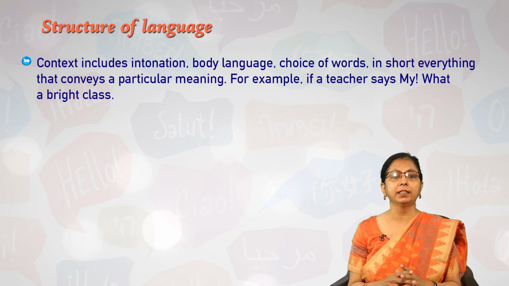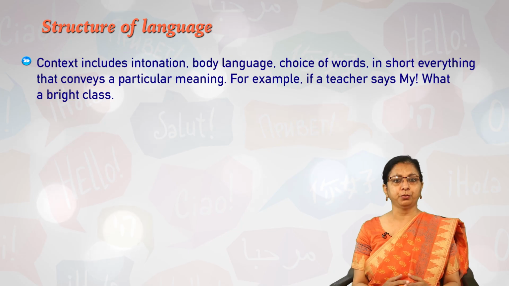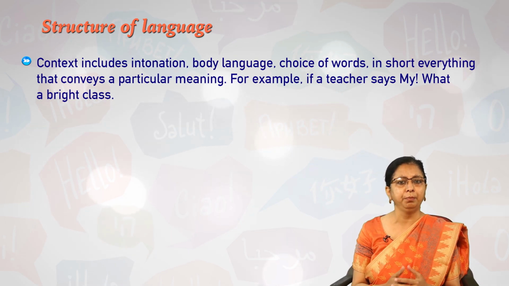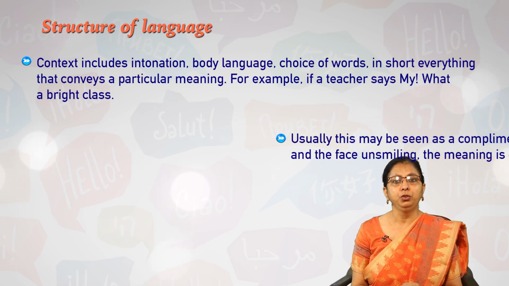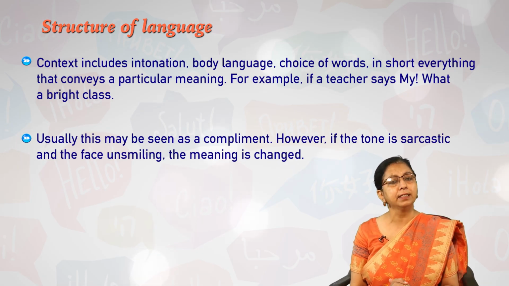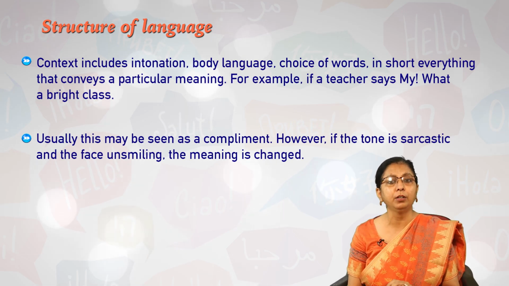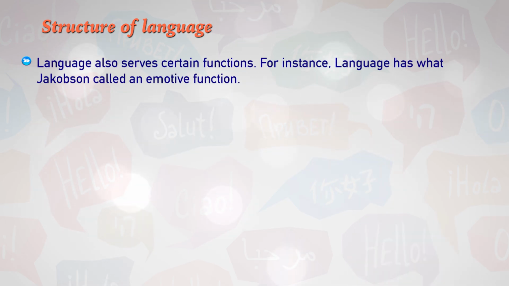Context. Context includes intonation, body language, choice of words, in short, everything that communicates a particular meaning. For example, if a teacher says, "My, what a bright class," usually this may be seen as a compliment. However, if the tone is sarcastic and the face is unsmiling, the meaning of the sentence is changed. Based on its structure, language also serves certain functions.